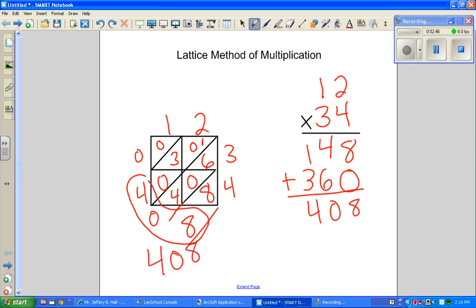So technically all lattice does is it makes it easier for students to learn by not teaching them about holding the zeros place in multiplication.